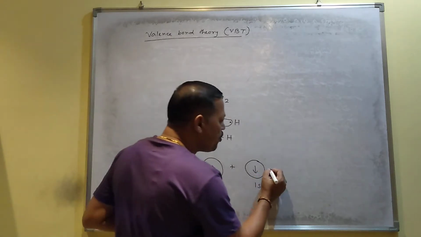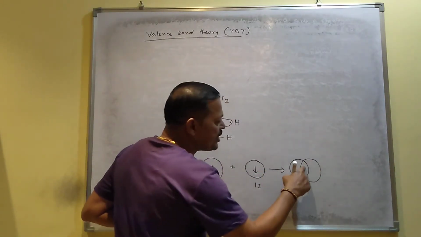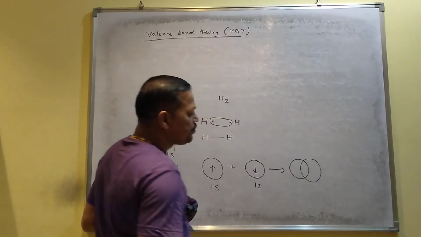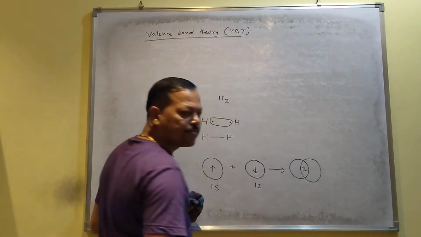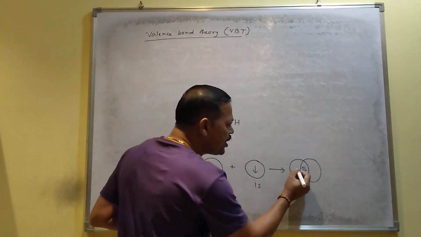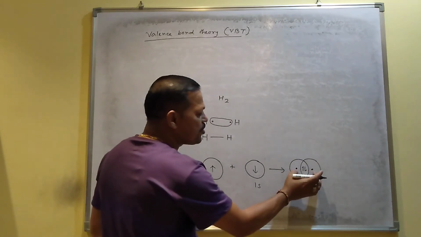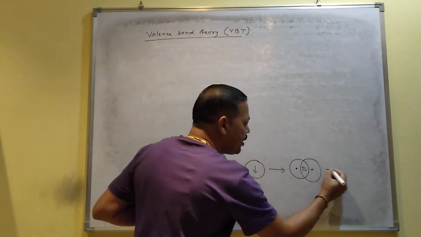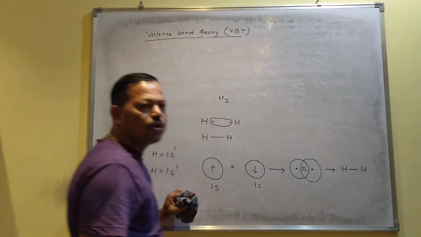And how they undergo overlap? The orbital overlap like this way. And this area is called overlap area. And in this overlap area, both the electron will come like this. So this is the nucleus of one hydrogen, this is the nucleus of another hydrogen, and that distance is called the length of the bond. I mean, between the two hydrogen atom, one bond will form, and that bond is called covalent bond.